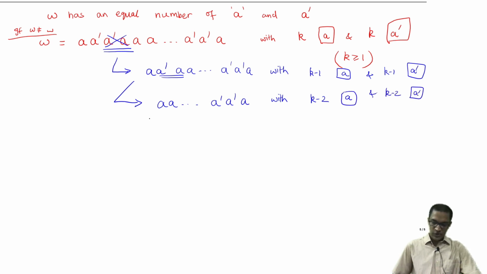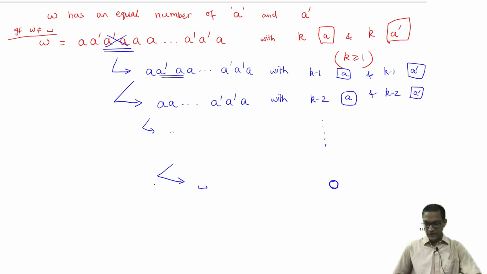Okay, and so on. So, you can see that as long as this number k minus 1, k minus 2, etc., as long as these numbers are at least 1, you can keep doing this. So, what it means is, at some point you will be left with the case when this number becomes 0. This number keeps decreasing by 1 each time, and at some point it's got to reach 0. Okay, so what does that mean? When it reaches 0, it just means that the resulting word at the last step that you have has 0 a's and 0 a primes. In other words, this is just the empty word.